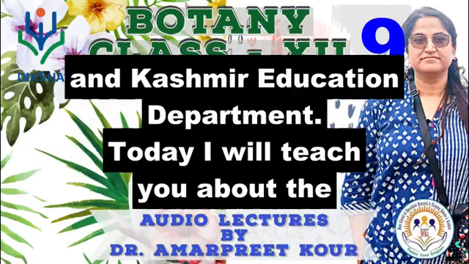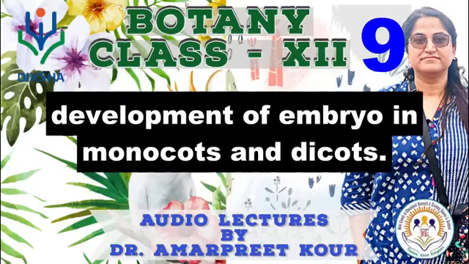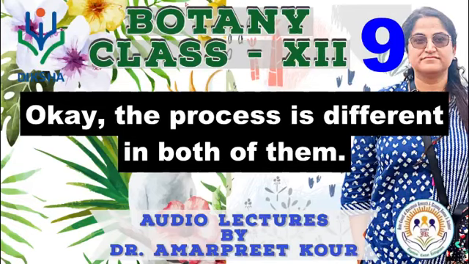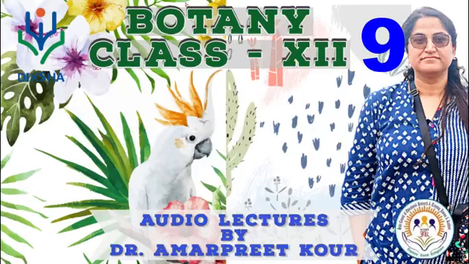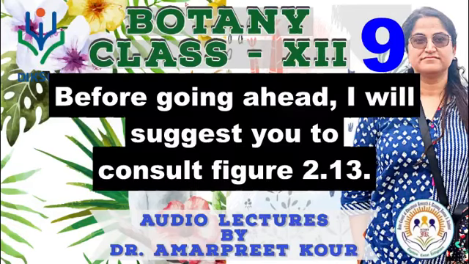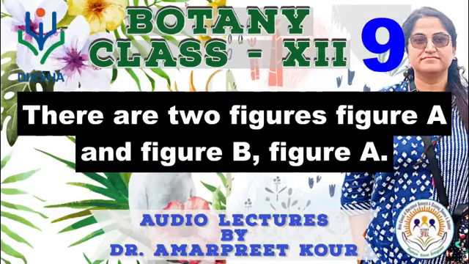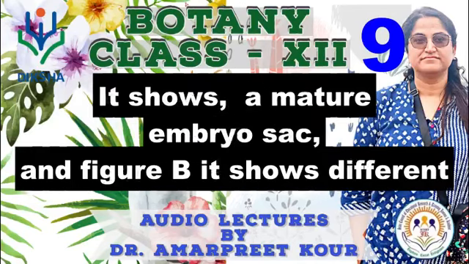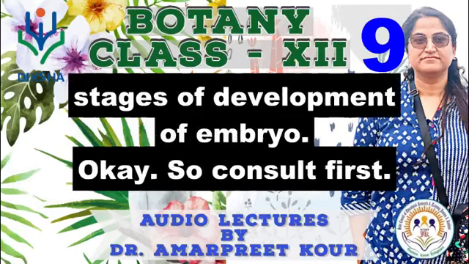Today, I will teach you about the development of embryo in monocots and dicots. Okay, the process is different in both of them. Before going ahead, I will suggest you to consult figure 2.13. There are two figures, figure A and figure B. Figure A shows a mature embryo sac, and figure B shows different stages of development of embryo.